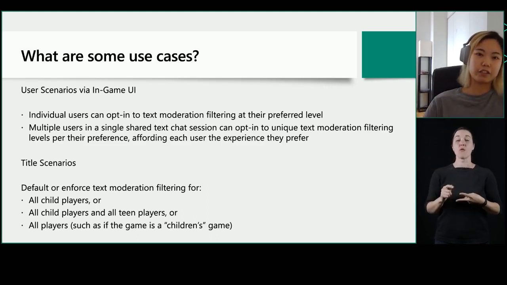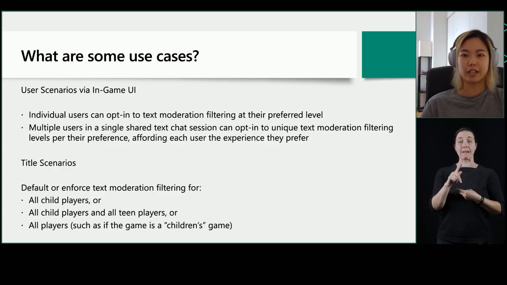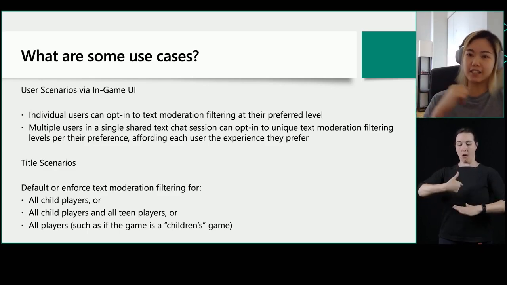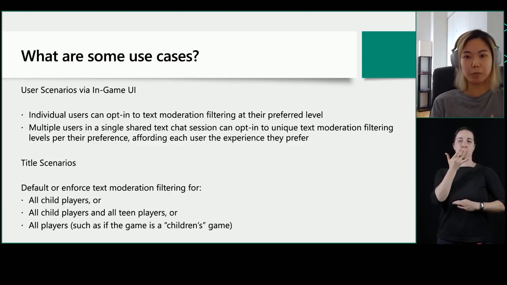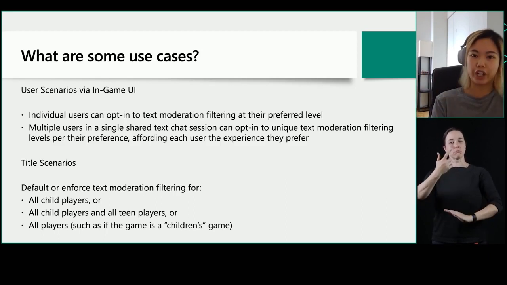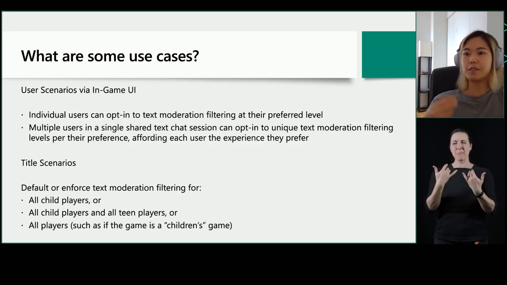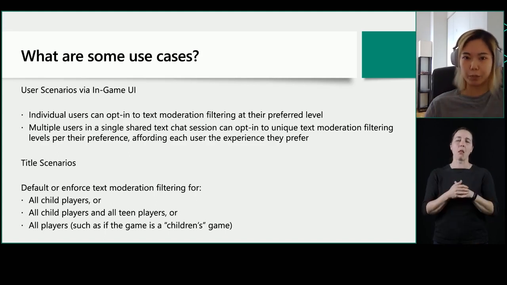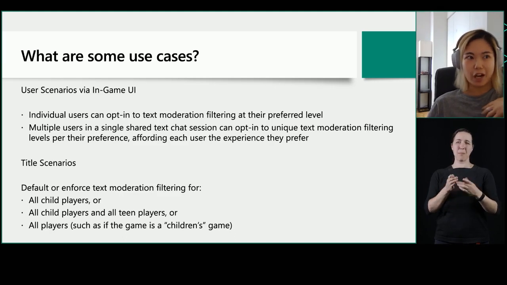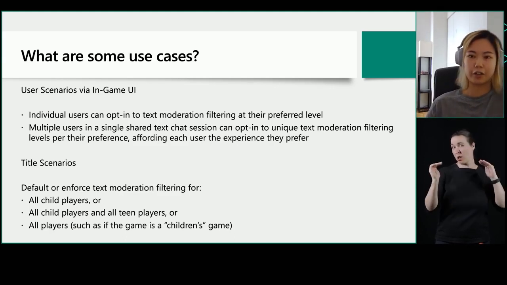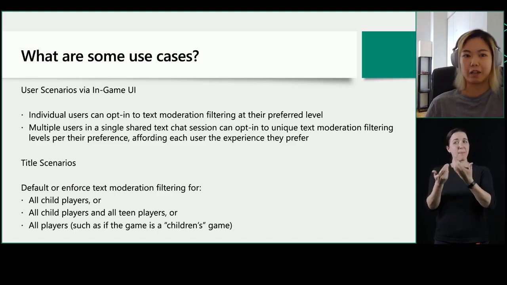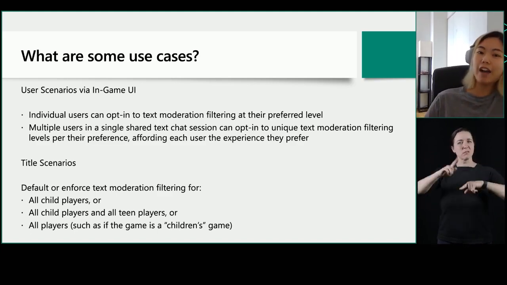So let's dive into the first one. For individuals to opt into text moderation, as the individual player, I can decide my personal preferred level, be it family-friendly, medium, mature. It's up to me. Say if I'm playing in a game with a bunch of other people, I personally feel like my tolerance is medium, but there's probably some kids or other adults in the same multiplayer game that probably have different tolerances. And we can all have different tolerances.